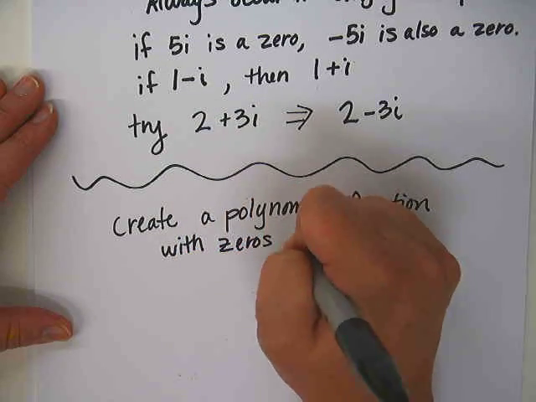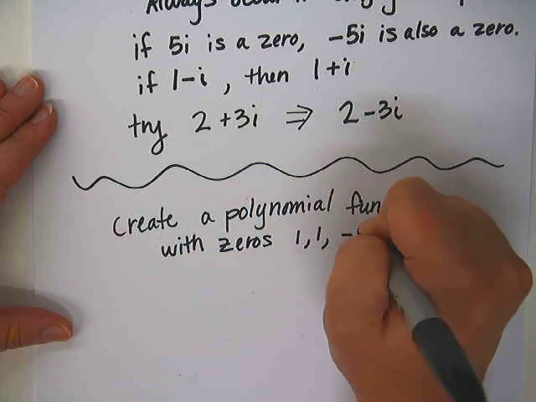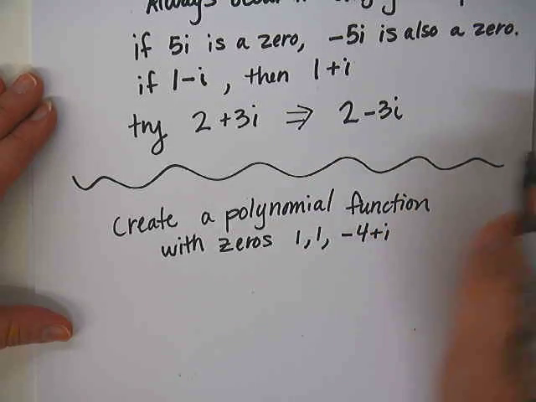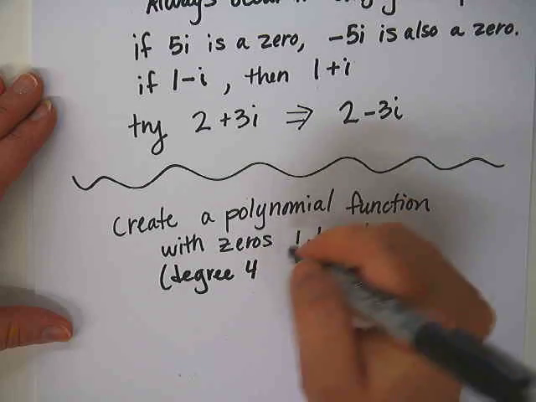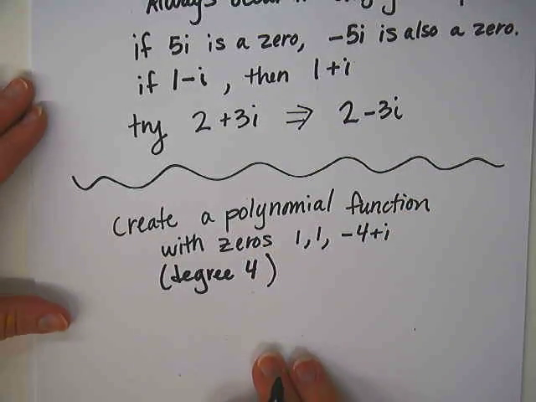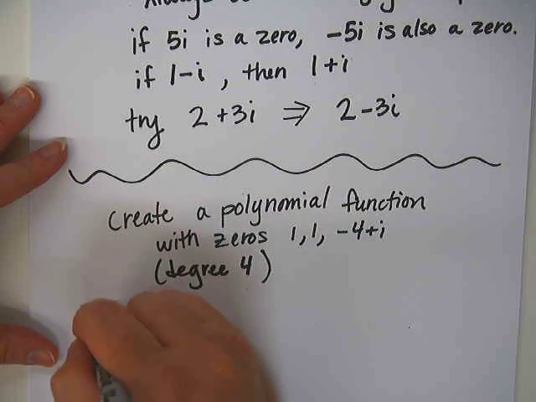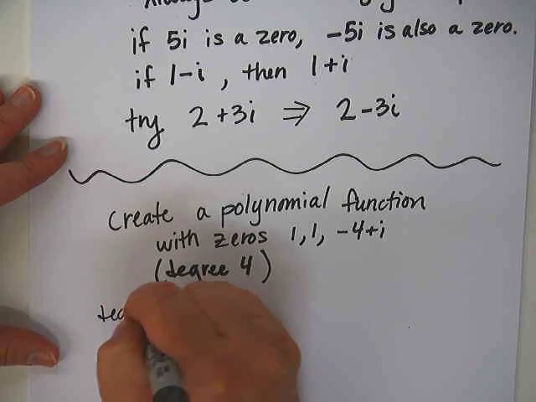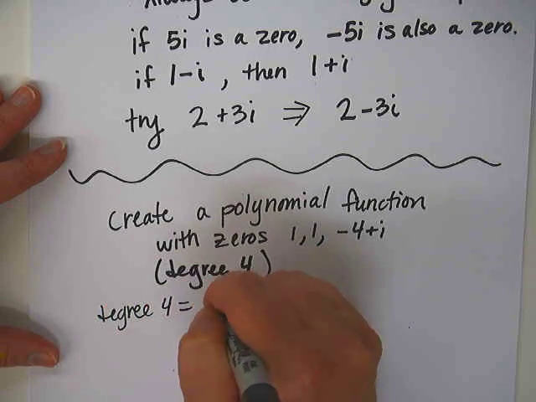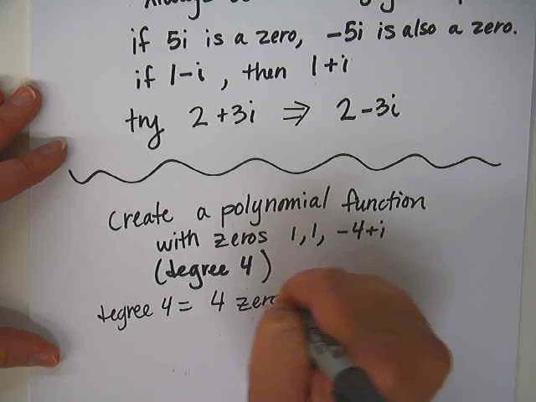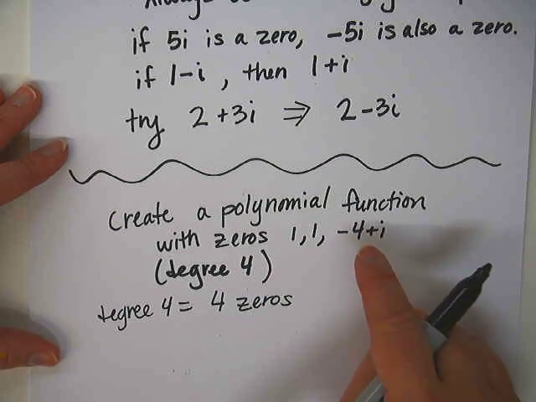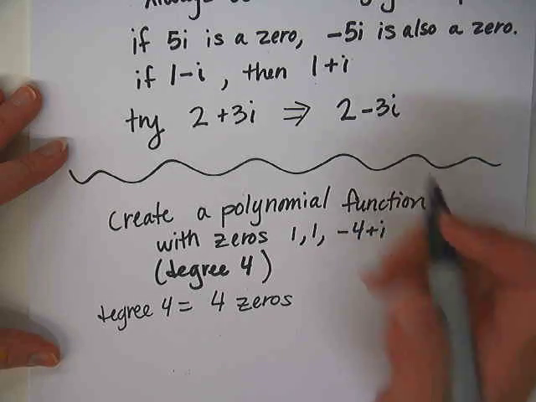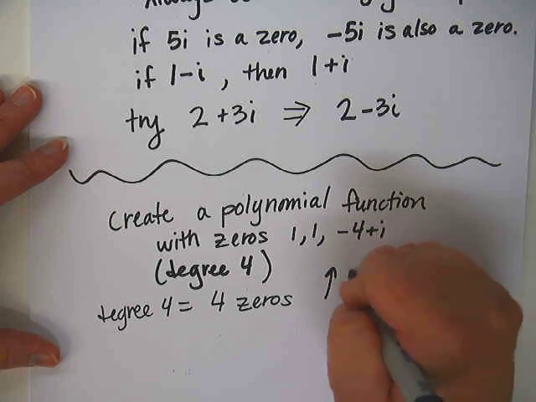Okay, we are going to create a polynomial function with zeros 1, 1, and negative 4 plus i. And we want this to be a degree 4 polynomial function. Well, a degree 4 means that it must have 4 zeros. How many zeros do we actually have here? Well, 1, 2, 3.